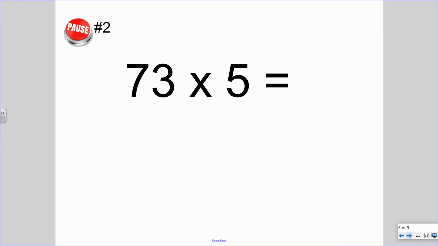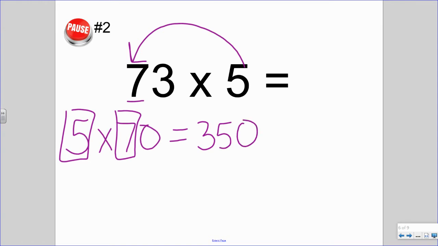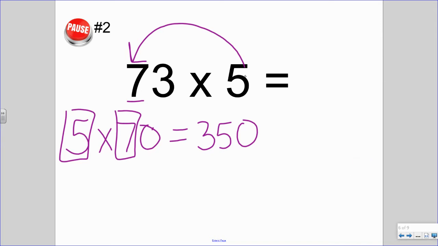All right, first we're going to take the 5 and distribute it with the 7. But remember, this is not 5 times 7. That 7 is in the tens place, so it's really worth 70. 5 times 7 is indeed 35, with 1 zero there with my box and dot. So I know 5 times 70 is 350, but this problem says 5 times 73. So I also need to do the 5 times 3, and that 3 is just worth 3 here, and that is 15.